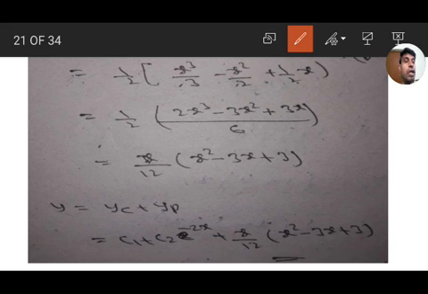Here, 1/2 of x cube by 3 minus x square by 2 plus 1/2 of x. So 1/2 of 6 is the LCM, and we get 2x cube minus 3x square plus 3x. 6 into 2 is 12. X is also common. Here 2x square, sorry, 2x square plus x, only x is common. 6 into 2 is 12. X is common, so 2x square minus 3x plus 3.